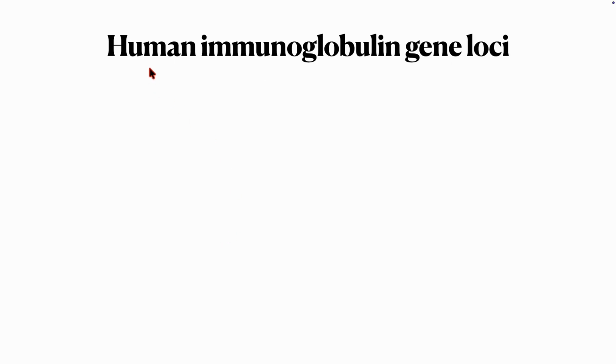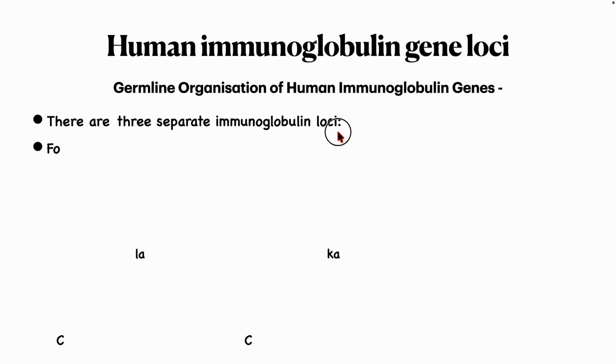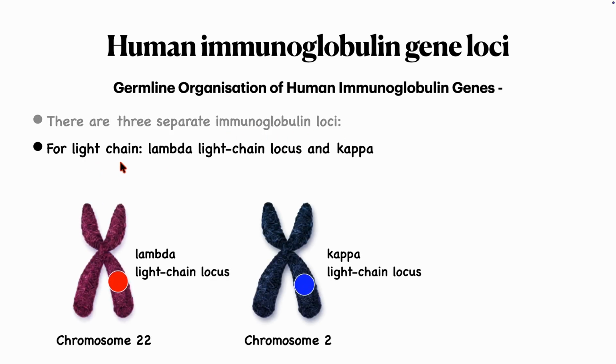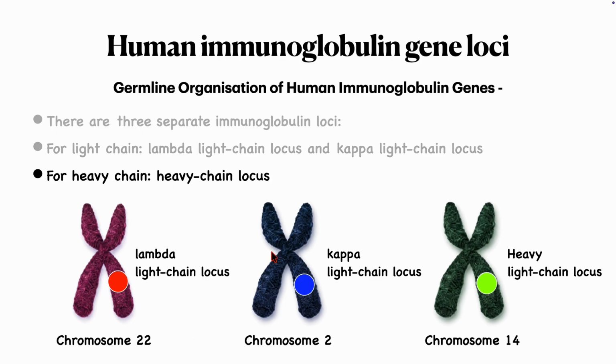Let's move on to the fourth and last outline, human immunoglobulin gene loci. First, we'll see the germline organization of human immunoglobulin genes. Now let's look at where these immunoglobulin genes are located in the human genome. There are three separate immunoglobulin gene loci. For the light chain, we have the lambda light chain locus and the kappa light chain locus. For the heavy chain, we have the heavy chain locus.